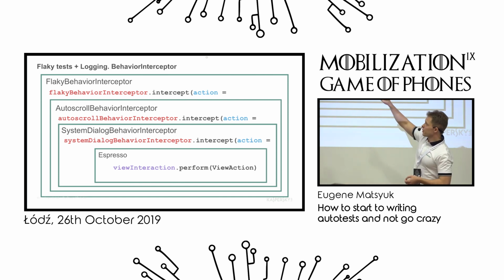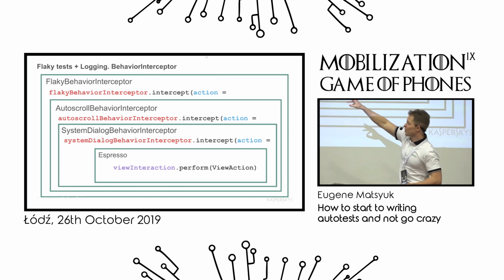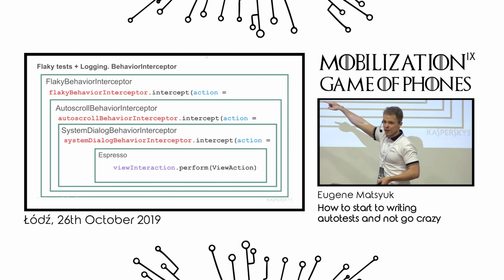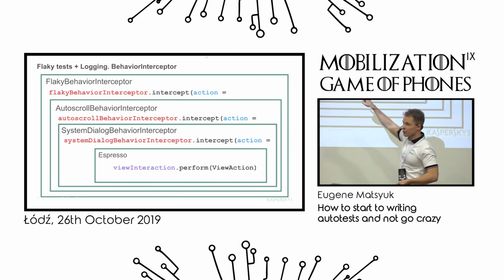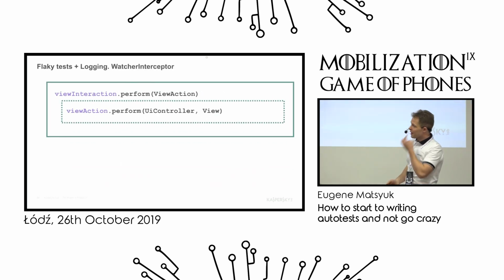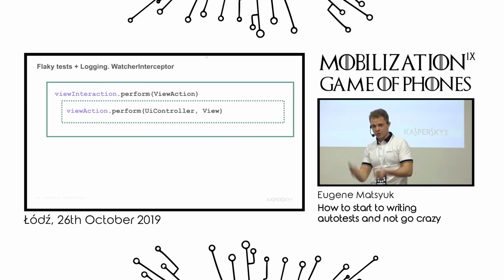This behavior interceptor works like a Russian matryoshka. Flaky behavior calls after scroll, calls system dialog, calls Espresso. And the handling of the result goes in the opposite way. Okay? So, matryoshka, yeah. The second kind of interceptors is the watcher interceptor.